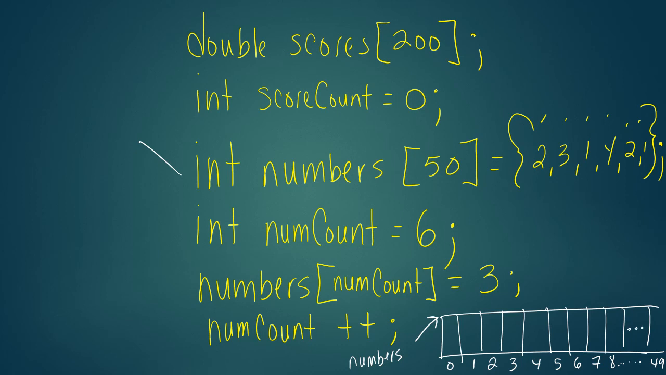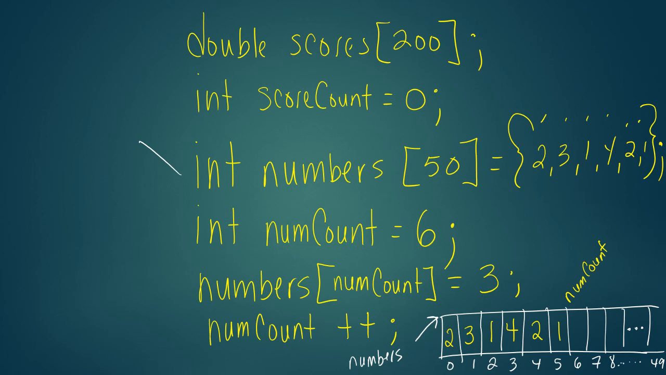So this declaration, size 50, I put 6 numbers in there. I put a 2 here. These are the values. A 1 here, a 4 here, and a 2 here. And a 1 here. So then I set the count. The num count is 6 because there are 6 items in my array. So I set the num count to 6.